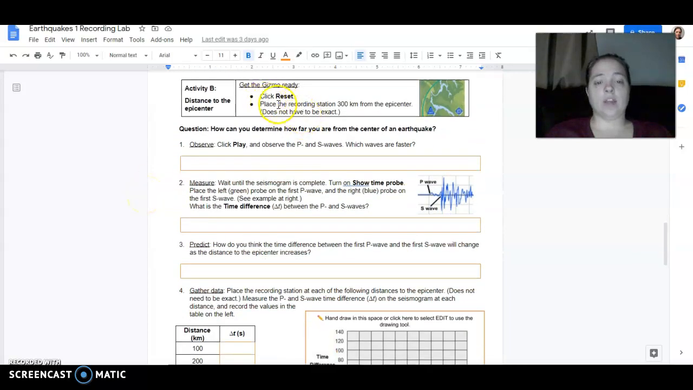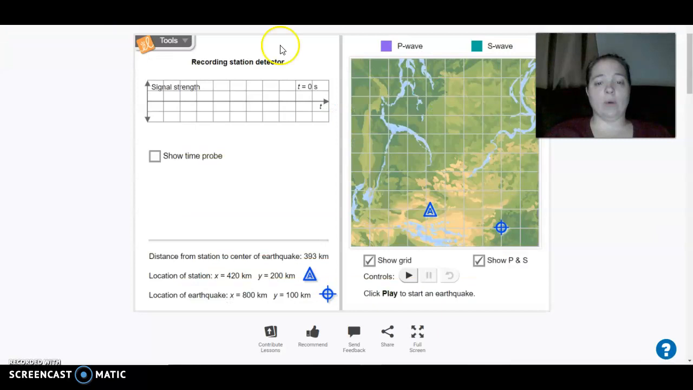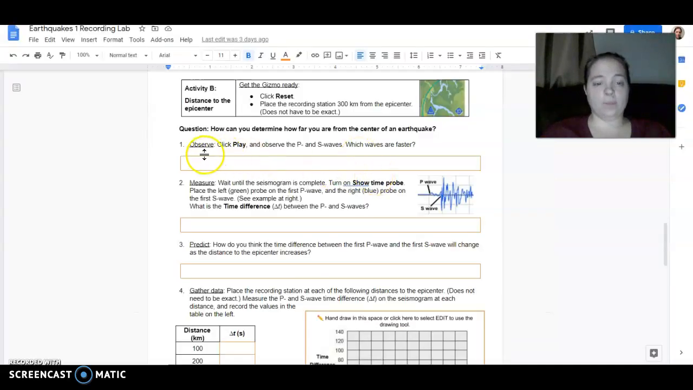All right, you're going to reset, and then you're going to place the recording station about 300 kilometers away. I am at 393. Oh, woo! I actually got it on 300. Woohoo! If you got like 302 or something like that, that's fine. It's as close as you can get to 300. So once you get to 300, click play and observe the S and P waves.